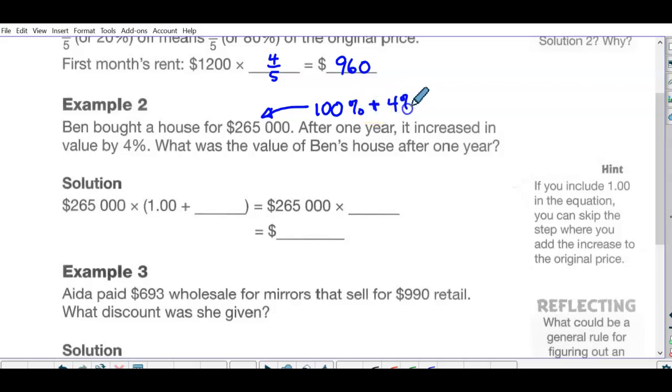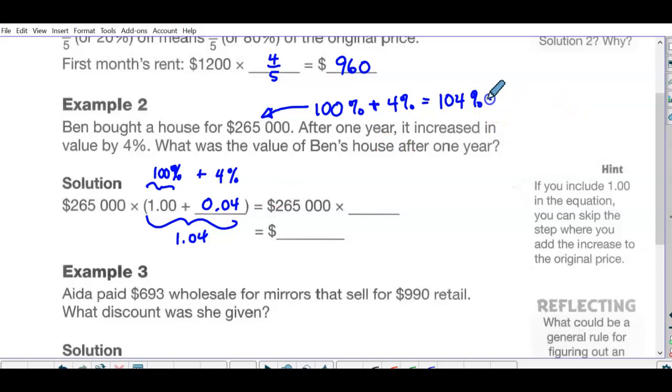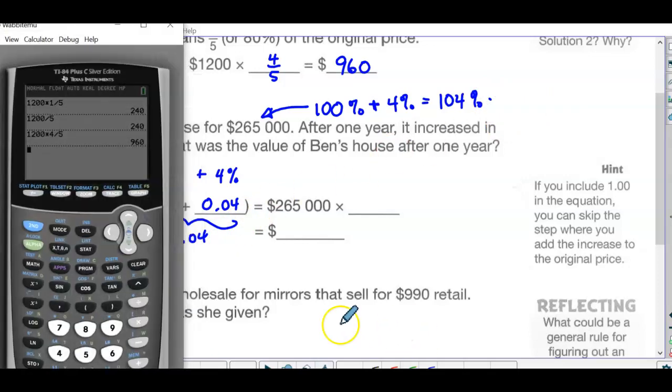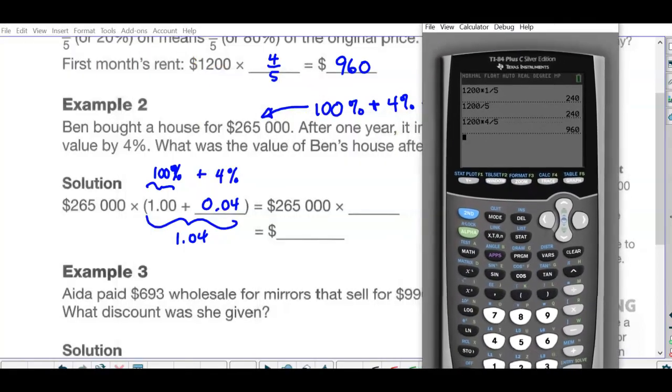So 4% is added on. These have to both be percents in order to add them together. So really it's worth 104% after 1 year. 104% as a decimal without a percent sign is 1.04, and that's here. This is the 100% plus 4%, 1 for the 100%, and 0.04 for the 4%, so this is 1.04, right? And that's the same. Okay, and so that's what we multiply through, because my calculator doesn't have a percent symbol.